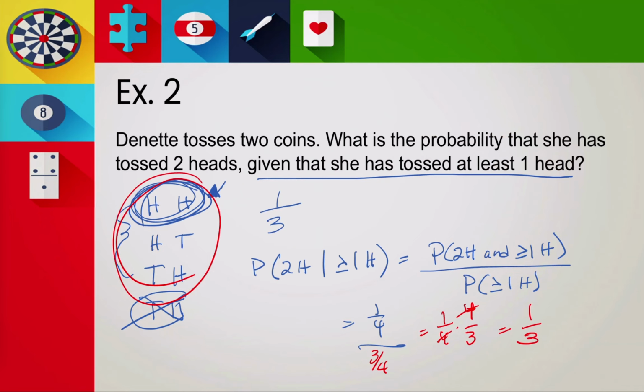So we can do it using the formula, or we can just say, okay, out of all of the scenarios where there's at least 1 head, of which there are 3, how many have 2 heads? And the answer is 1.